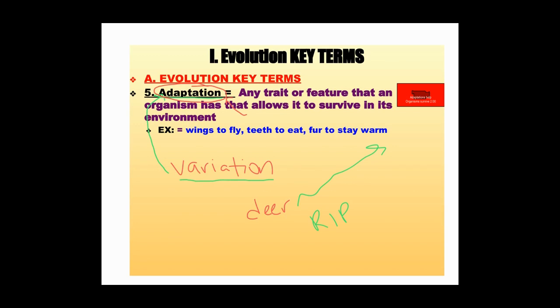But the deer that do have the natural adaptation to run away from things they don't know, that is advantageous. That's an adaptation because those deer are more likely to survive and reproduce, and their little baby deer will also run away when they see something that they don't like.